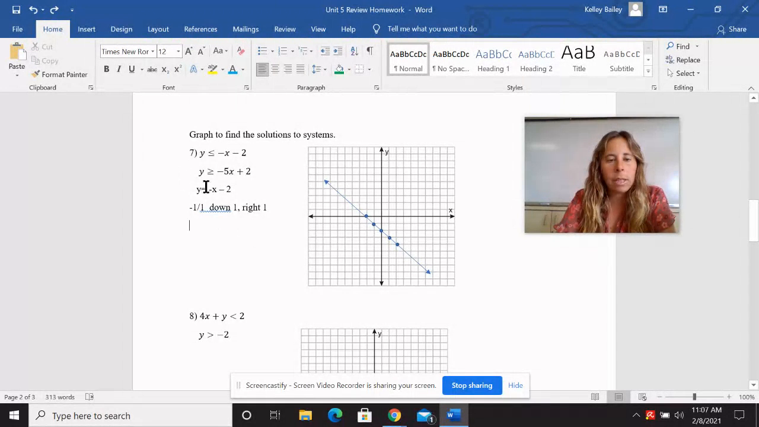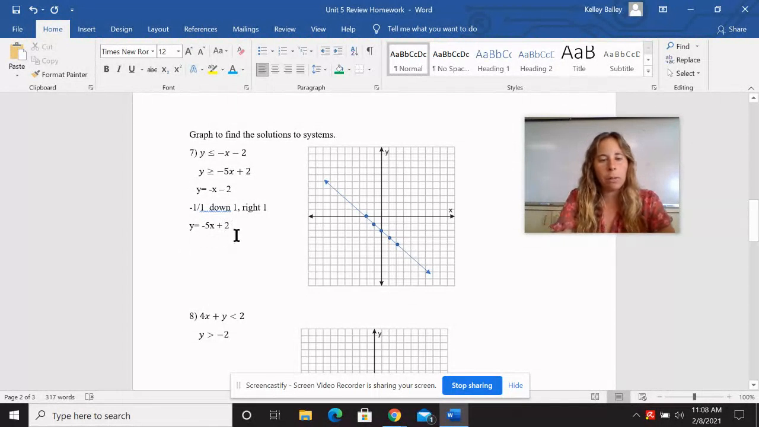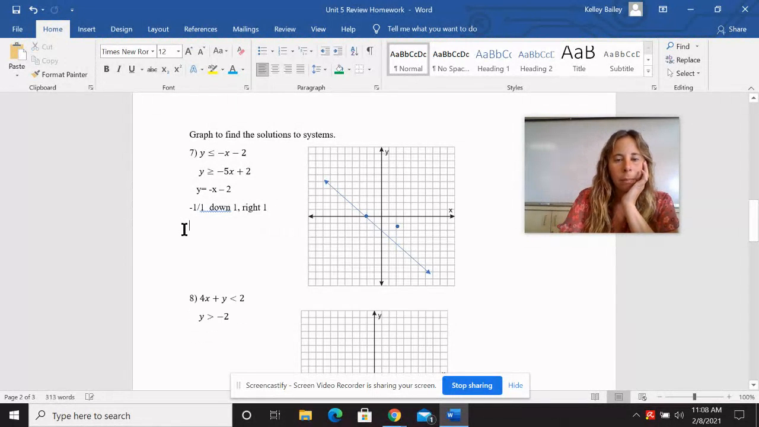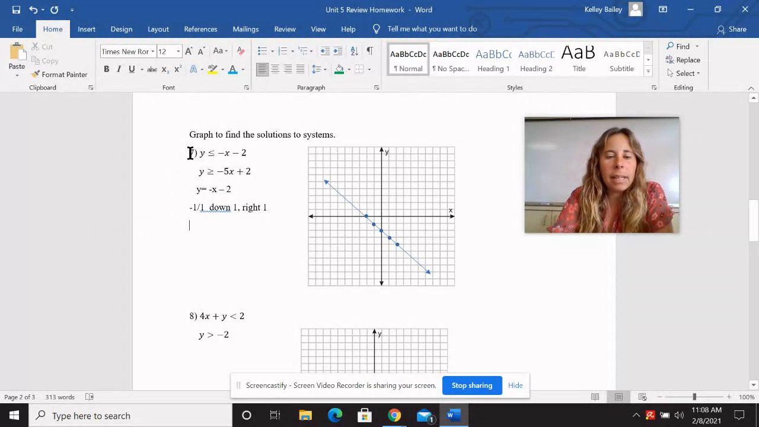Okay, we'll graph our second line. So now you're going to graph y equals -5x plus 2. Actually, sorry, let's shade first. My bad. Okay. The y is less than or equal to -x minus 2. So we have to figure out which side to shade. So pick a test point. If the point 0, 0 is not on the line, I highly recommend using 0, 0, but you can use any point you want. So I'm going to use 0, 0.